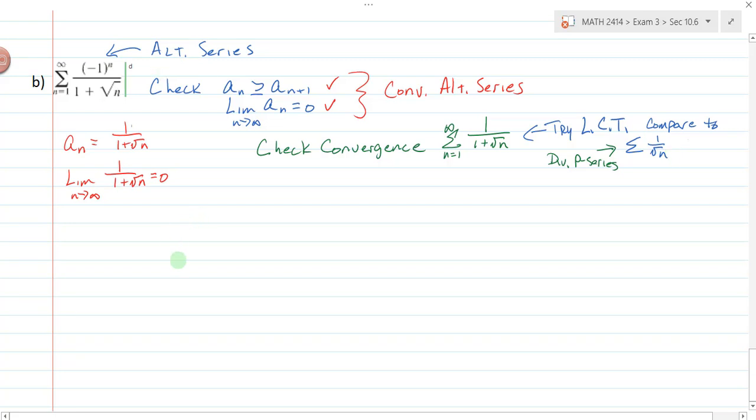For the limit comparison test, we're going to look at the limit as n approaches infinity of our series, 1 over 1 plus the square root of n, divided by the series we're comparing it to. Well, dividing by 1 over the square root of n is the same thing as multiplying by the square root of n over 1. So I could rewrite this as n raised to the 1/2 power over 1 plus n raised to the 1/2 power. And what is that going to be equal to? The degree of the numerator is the same as the degree of the denominator, so it's just leading coefficient over leading coefficient. That limit is equal to 1.